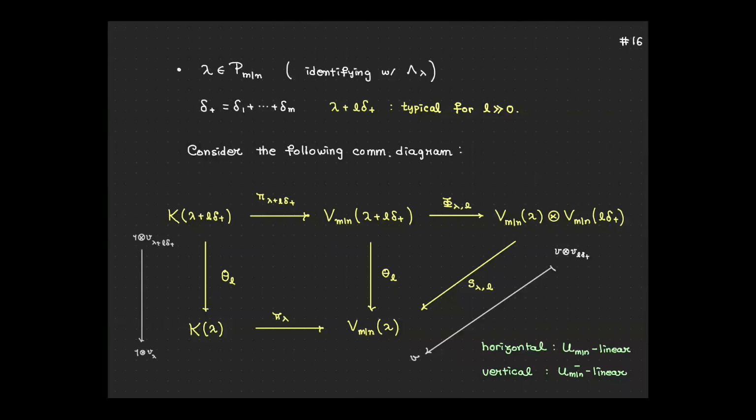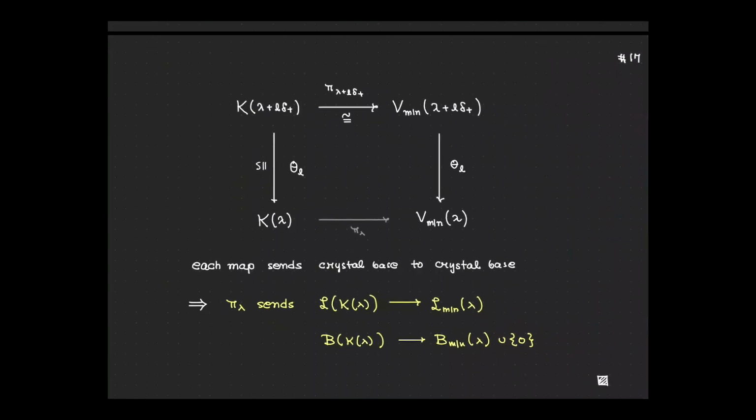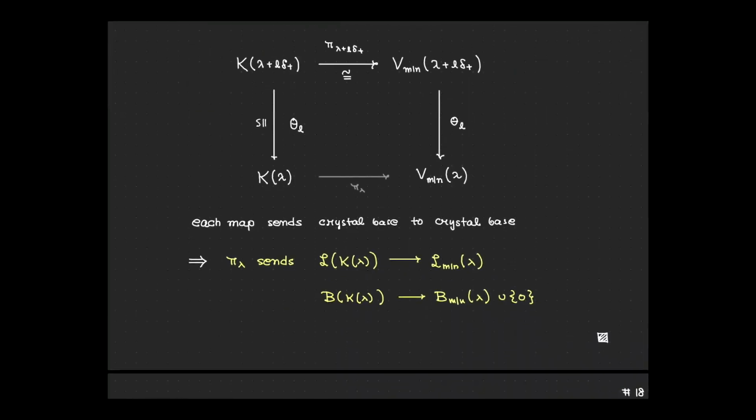Then from this diagram, we can check that except for this projection, the other maps preserve the crystal basis for each representation. Since the diagram is commutative, our projection preserves the crystal base, sending the crystal base of K of lambda to the crystal base of the polynomial representation. So that's the proof of the compatibility. Okay.